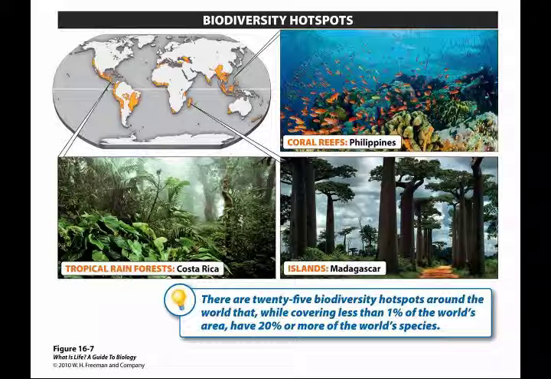So we can see Costa Rica there in Central America. That's where we have a lot of our tropical rainforests. The coral reefs in the Philippines is where we have a large amount of species found among the coral, coral themselves being a living animal species. And in the islands of Madagascar, where we see all of these diverse plant species, and yes, if you're thinking about the movie Madagascar, it was based on that area.